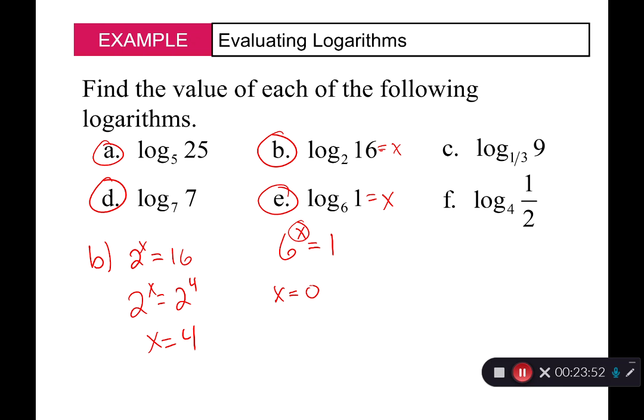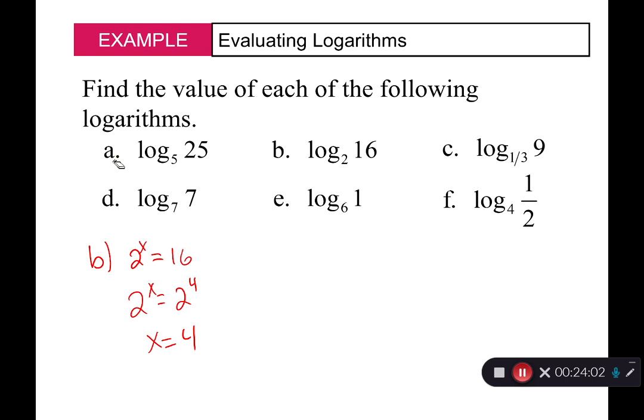All right, so let's take a look at C and F. C and F are kind of interesting. I'm going to use a similar method. However, we're going to see that we're going to get something slightly different than the others. So for C, I can say log base 1/3 of 9 equals x. So that would be 1/3 to the x power equals 9 if I change it to exponential form.